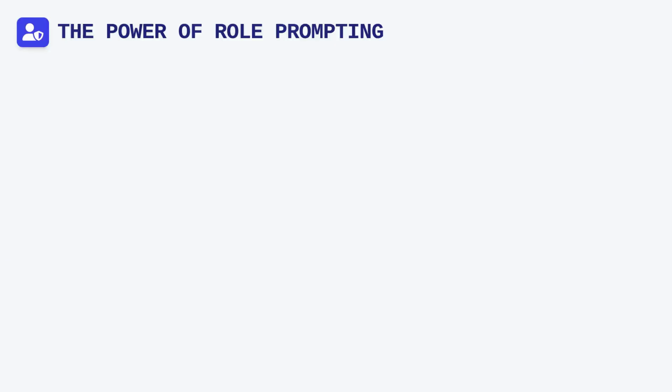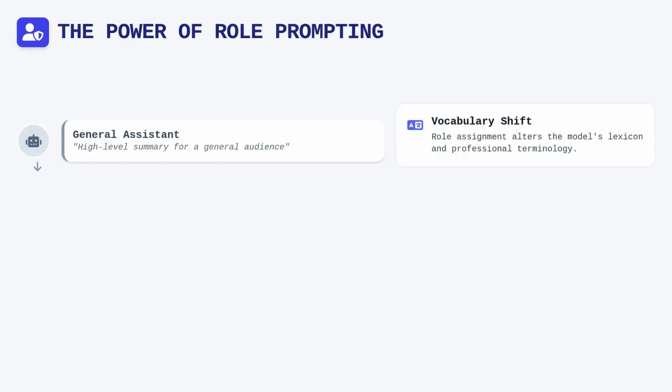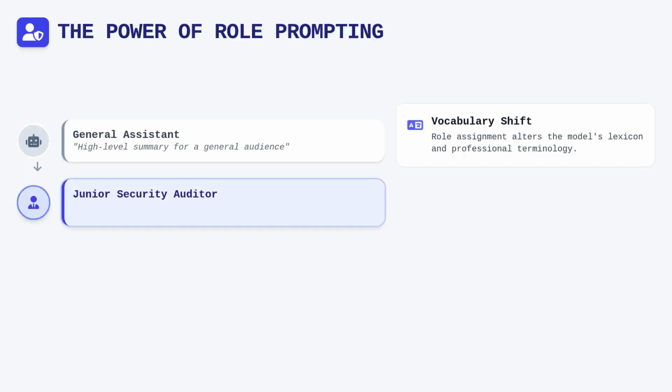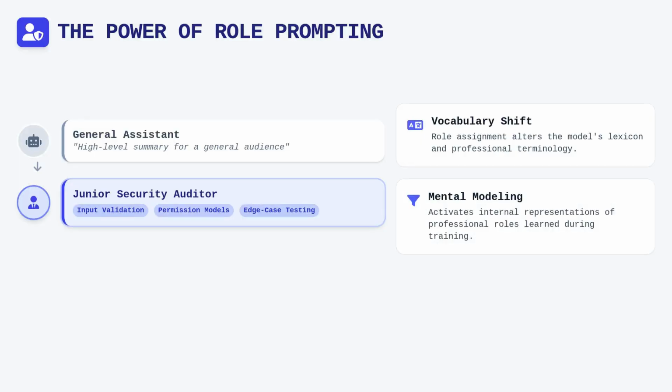One aspect that often goes overlooked is how role assignment influences the model's vocabulary and overall problem-solving approach in a nuanced, structural way. If we ask a general assistant to explain a complex software bug, it will likely provide a high-level summary suitable for a general audience. If we assign the role of a junior auditor looking for security vulnerabilities, the model shifts its attention toward input validation, permission models, and edge case testing, reflecting the mental model we have implicitly defined for it.